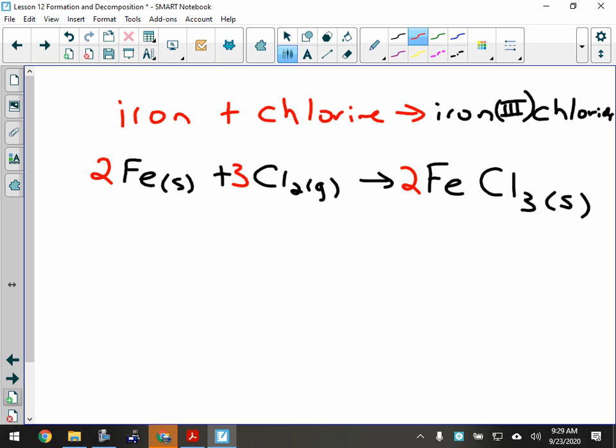Because this isn't an ion. This is neutral. That has no charge right now. Yeah, just iron. No charge. Okay. All right, good. Okay.